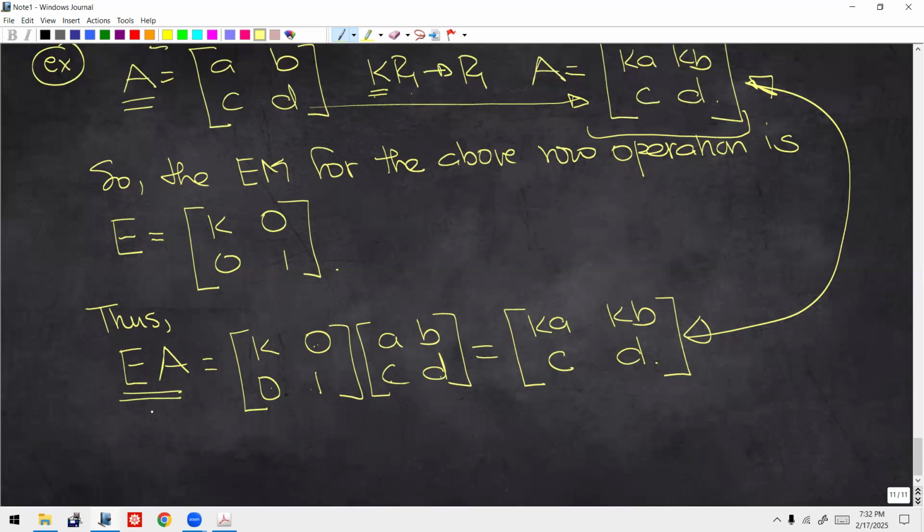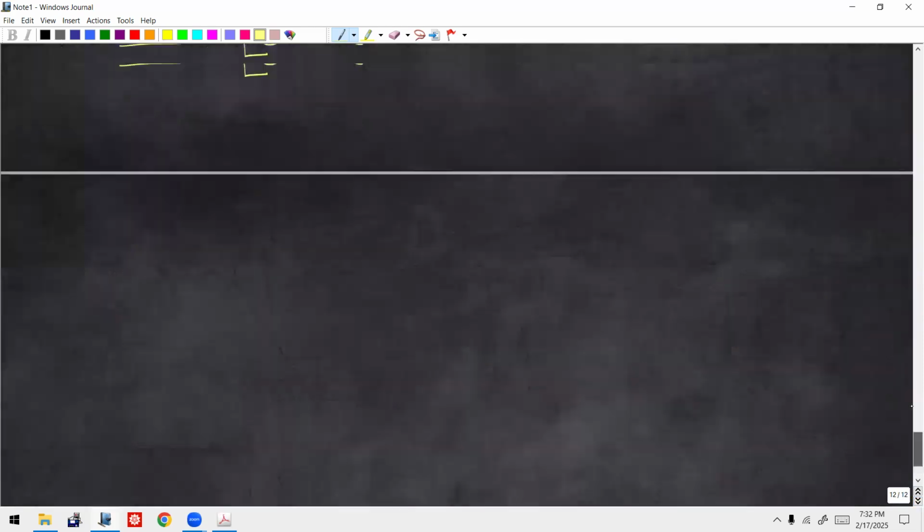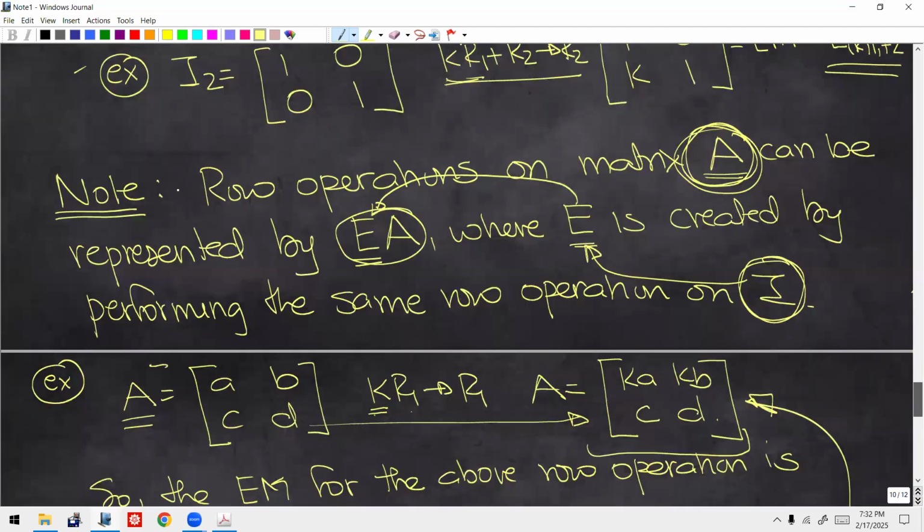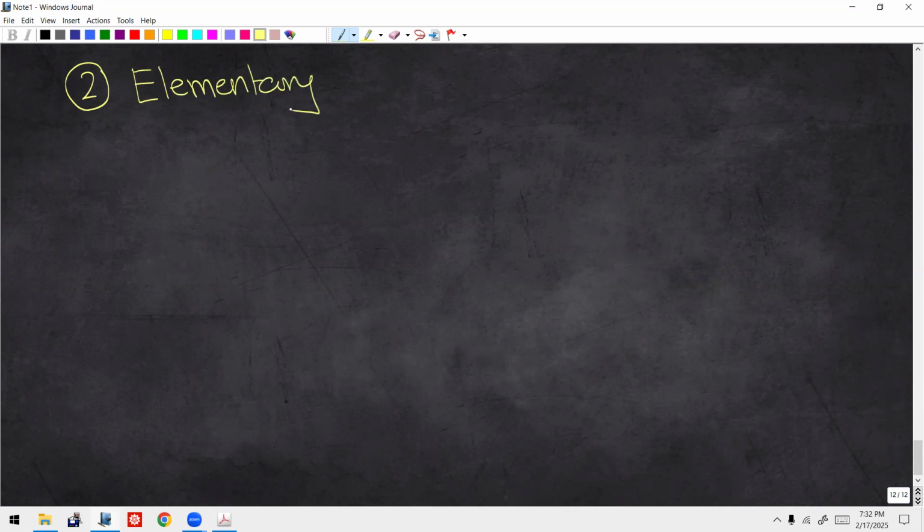All right, so that's kind of neat. The second note, so that was note 1. Note 2 here is that elementary matrices are invertible.